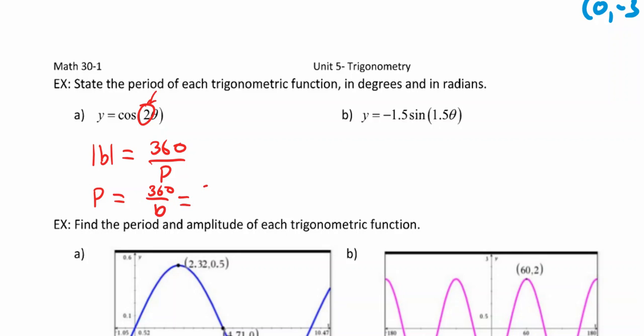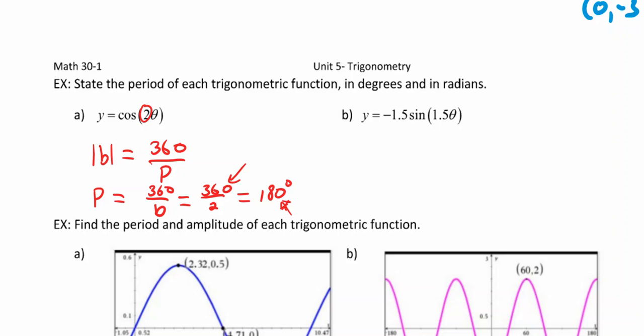So that would be 360 divided by 2, which is a period of 180 degrees. And doesn't that make sense? If there's a 2 in here, the actual stretch would be 1 over 2, a half. So when it was 360, now it's 180. Everything has been squished inward in the x direction. That's our horizontal stretch.